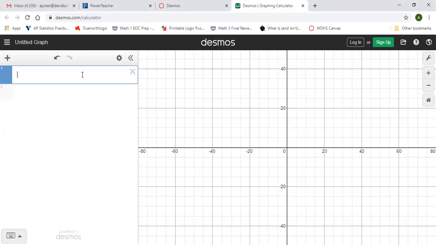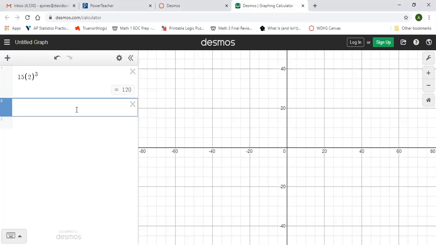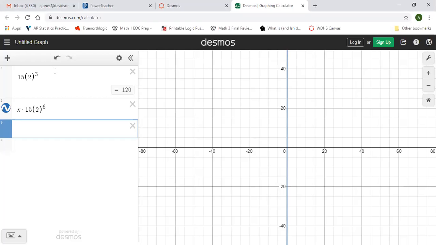the next one says f of x is 15 times 2 to the x if f of 3 equals k times f of 6. So f of 3 means we're plugging in 3, right? So 15 parenthesis 2 to the 3. Then it says K, so I'm going to put X times f of 6, 15 times 2 to the 6. Let me make this Y equals.